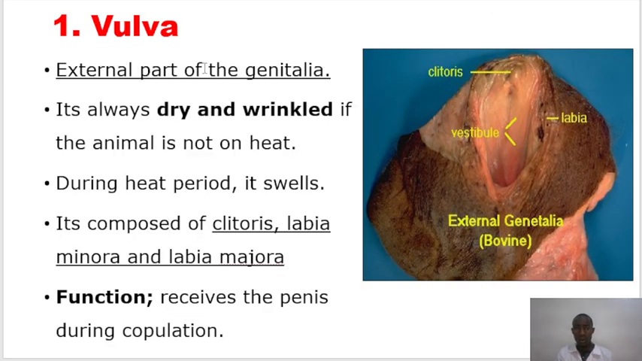The first organ of the female reproductive system is the vulva, and this is how it looks. It's composed of the clitoris, which in cows is not so prominent because it's covered by the vestibuli. You have the vestibuli, then you have the labia, which are the lips, and these are always 2: the labia minora and the labia majora. The function of the vulva is to receive the penis during copulation.